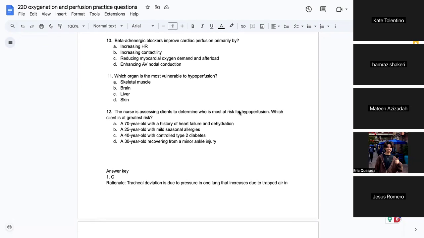Number 10, beta adrenergic blockers improve cardiac perfusion primarily by A, increasing heart rate, B, increasing contractility, C, reducing myocardial oxygen demand and afterload, or D, enhancing AV node conduction.